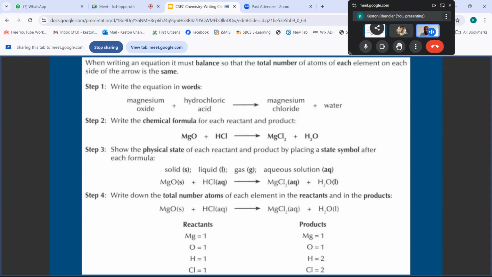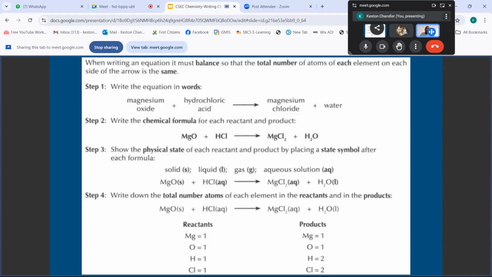Now, the magnesium oxide is a solid in this reaction. The hydrogen chloride is aqueous. Anything that is not water is referred to as aqueous solution, right? It's a solution, right? It's made up of a solvent and a solute, right? Water being added to something.